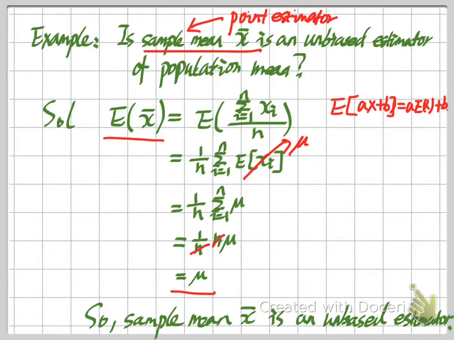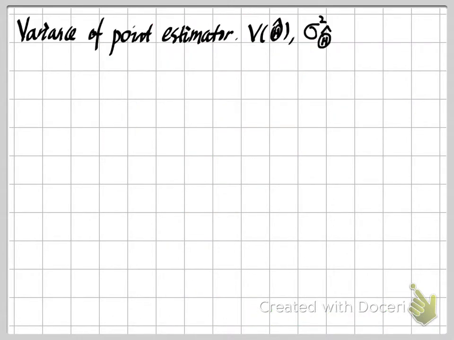Okay, so here what we do is compute the mean of our estimator. The next question is, what is the variance of a point estimator? About this one, we also want to say when we compute the variance of a point estimator, what makes a good point estimator?